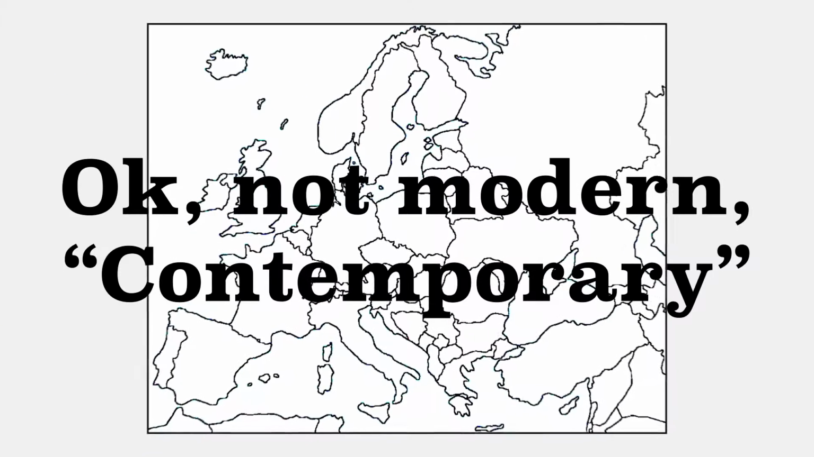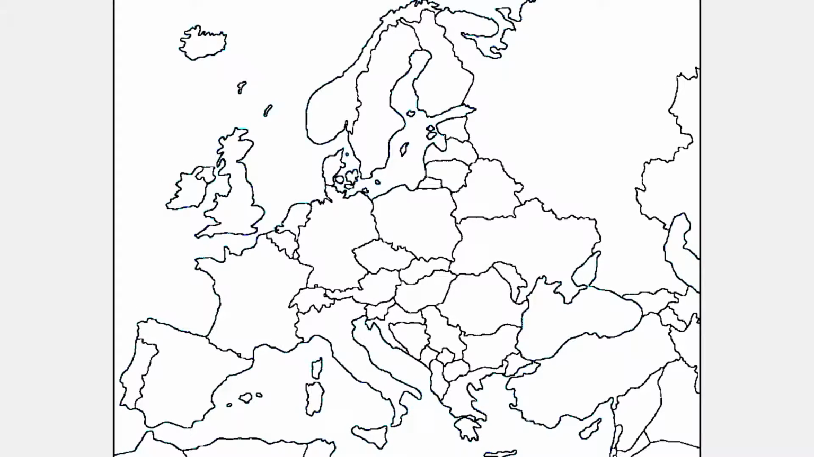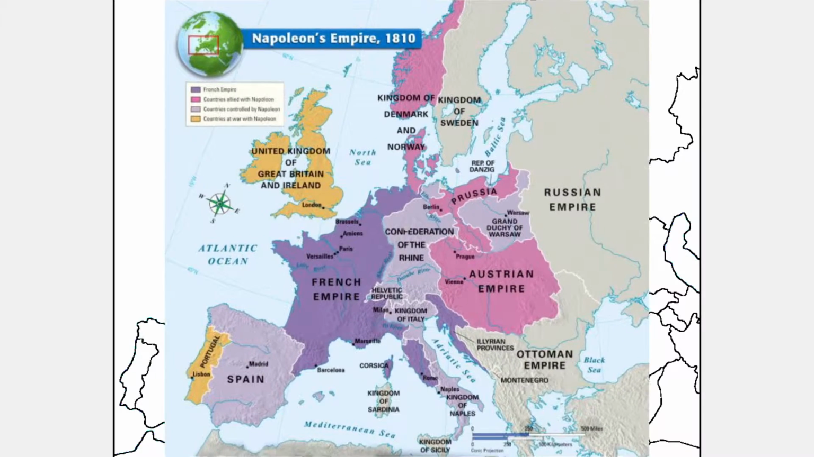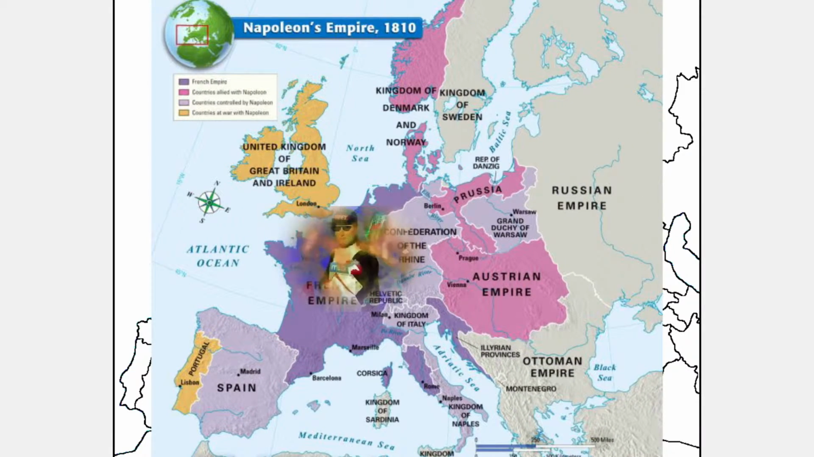This is the modern map of Europe. However, this isn't what the map looked like in the 19th century. As the 1800s rolled around, Napoleon Bonaparte started to expand the country of France at an alarming rate.